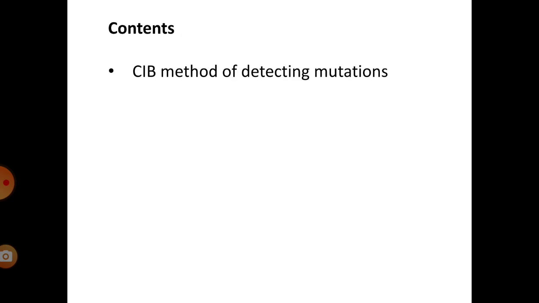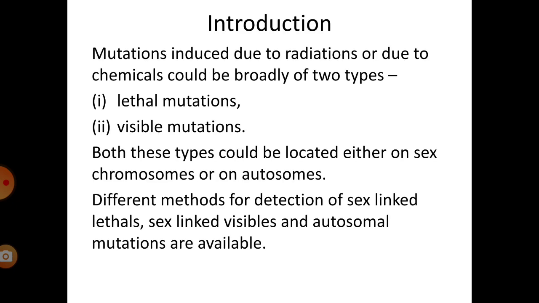I have divided the contents of my talk like this: to know about the CIB method of detecting mutations. Dr. H.J. Muller, a geneticist at the University of Texas, worked on the effects of radiations on Drosophila and won the Nobel Prize in 1946. For his work on the effects of radiation on the production of mutation, he was given this Nobel Prize.